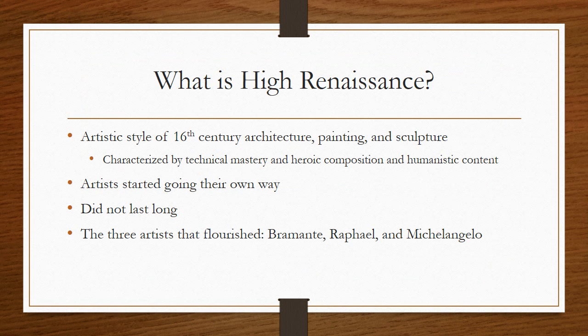You may ask, what is High Renaissance? It is the artistic style of early 16th century architecture, painting, and sculpture in Florence and Rome, characterized by technical mastery and heroic composition and humanistic content. Artists no longer pondered the art of antiquity. They now had the tools, technology, training, and confidence to go their own way.